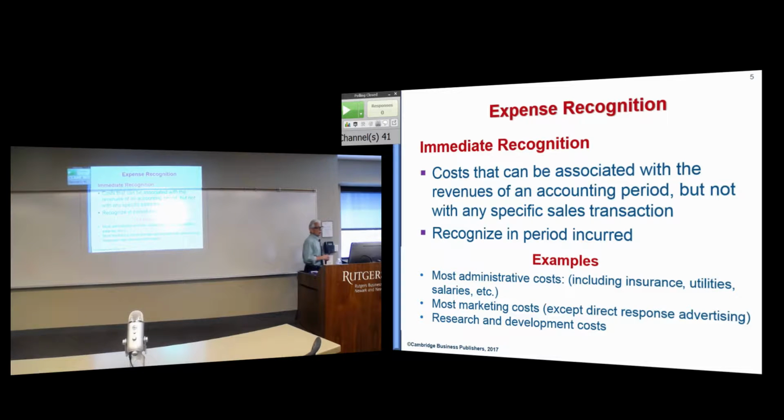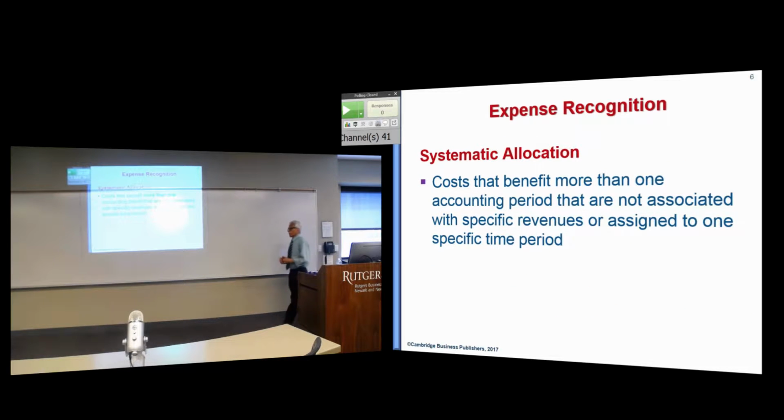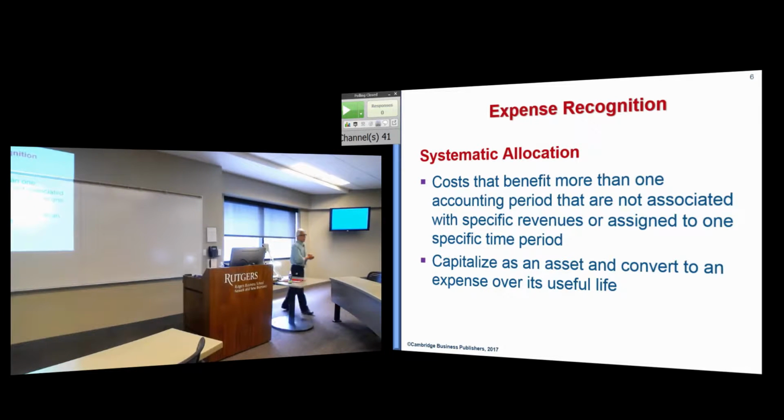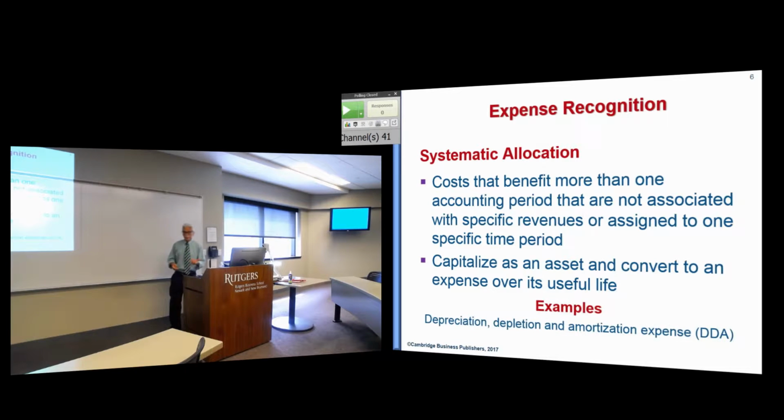All right, so you got direct association, immediate recognition, and the third is the allocations. And this is where it gets a little tricky because the cost benefits more than one period. It is not, in fact, associated with a specific revenue transaction or a specific time period. And examples would be most deferred costs on a long-term basis. So we know that on a plant asset, you capitalize that account. Capitalize means to add to an asset. So that means that you're going to debit the asset account, and then as it's used up, you're going to depreciate it or amortize it.